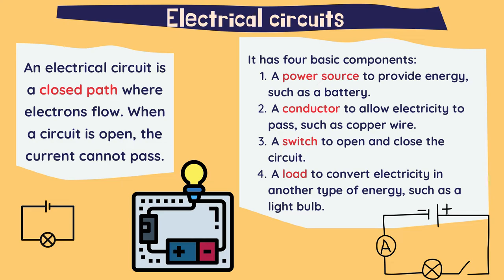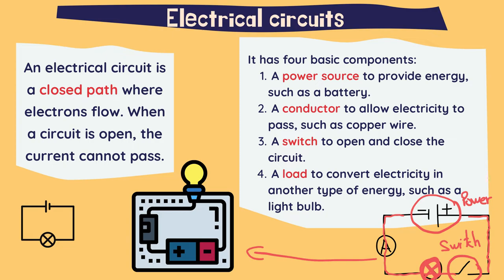On this example, we have the power source. The conductor is the wire where the current flows. We have here the switch to open and close the circuit, and the load is represented with this X to convert electricity into light energy, for example. That is the representation of an electrical circuit.